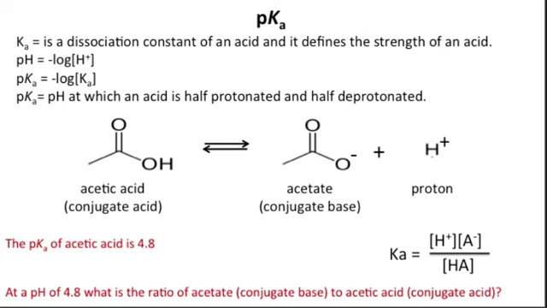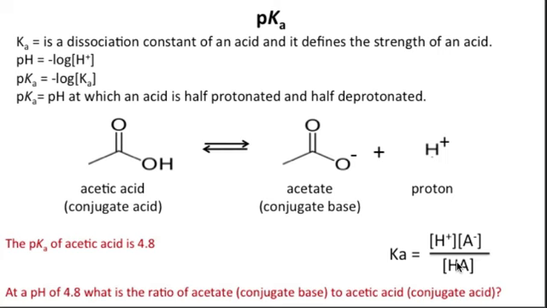Now, it also happens that the pKa of an acid is the same as the pH at which an acid is half protonated and half deprotonated. So in other words, if we took acetic acid, which has a pKa of 4.8, and put it in a solution that's buffered at a pH of 4.8, what will be the ratio of conjugate base to conjugate acid? Well, we've just defined that. If the pH is equal to the pKa, then A minus will equal HA.